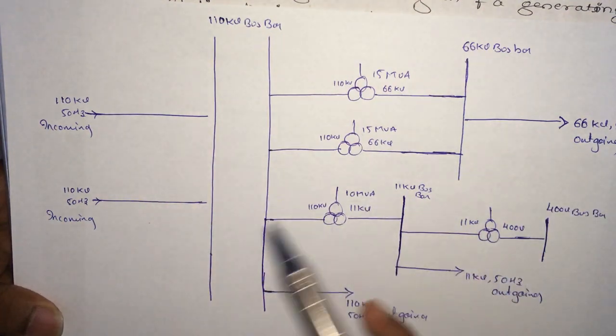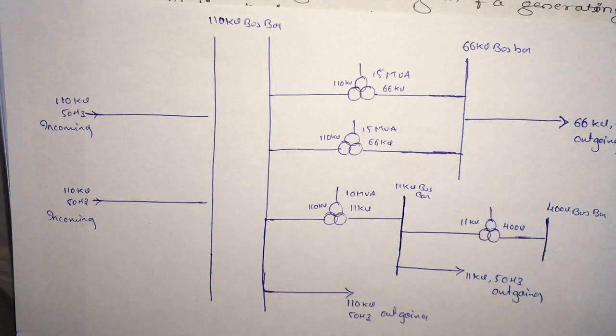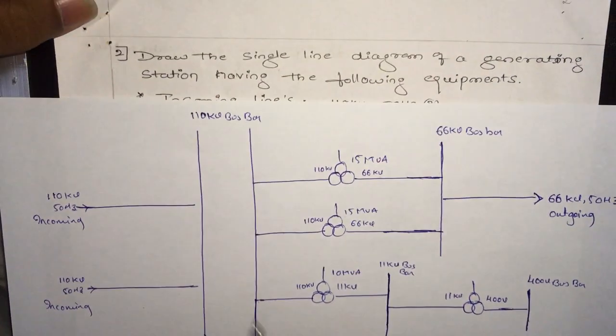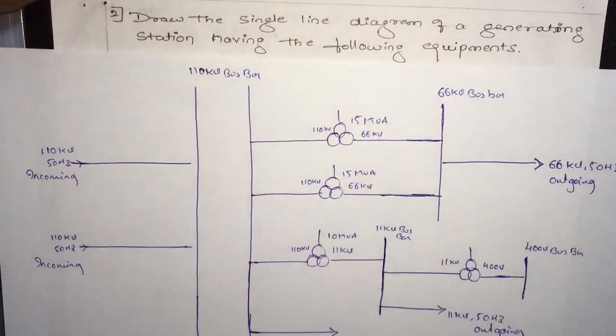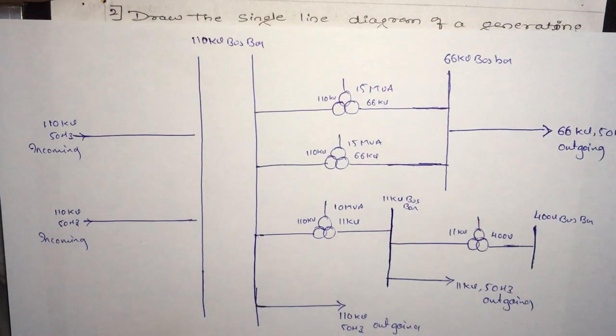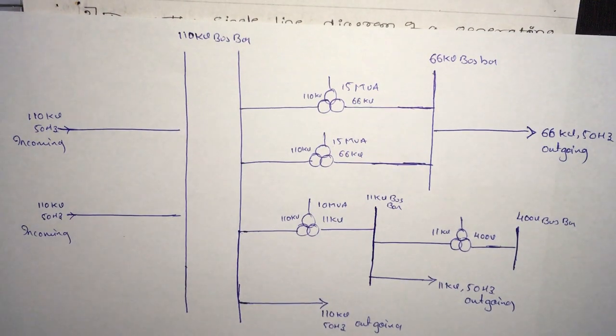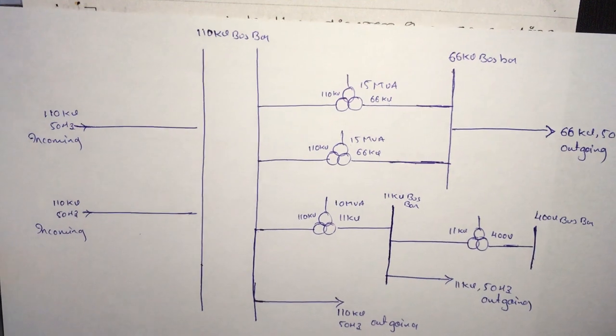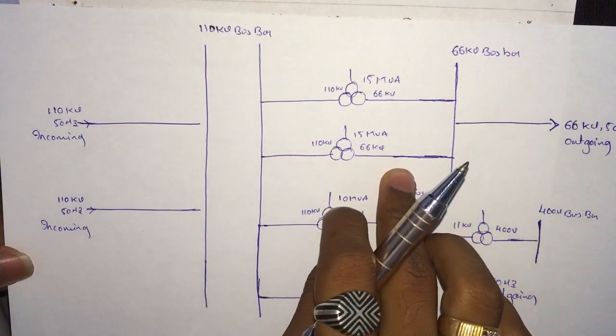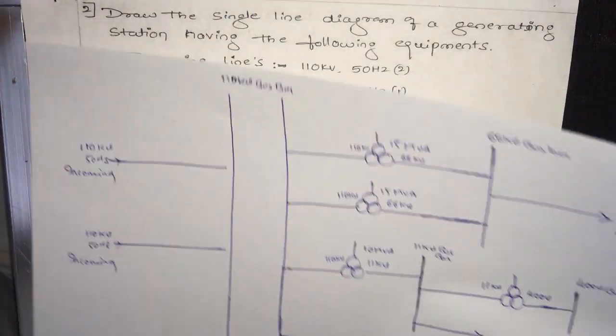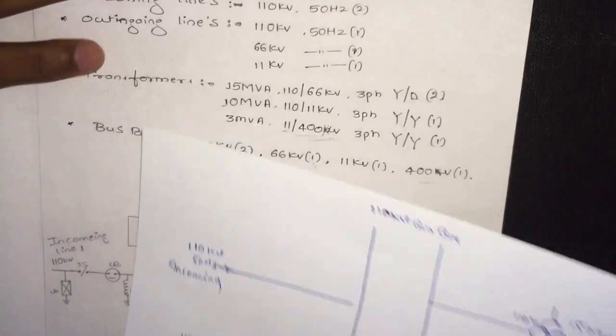Now, since it is a generating station, for any station we'll be having a few more equipments. Precautionary or safety equipments will be there, like current transformer, potential transformers, lightning arrestor, earth switch. As we discussed in our previous video, we'll be having components. We need to place the components wherever necessary. Okay, to complete this diagram, we'll have this one.